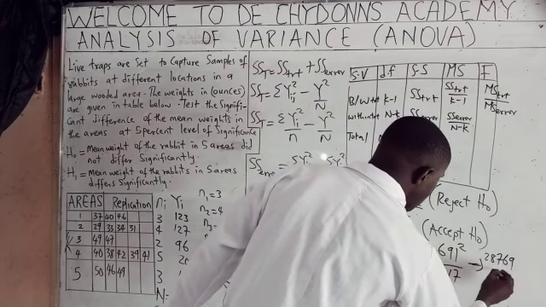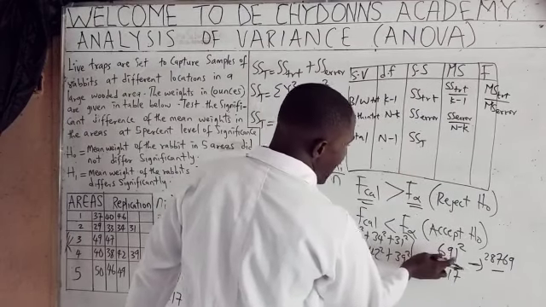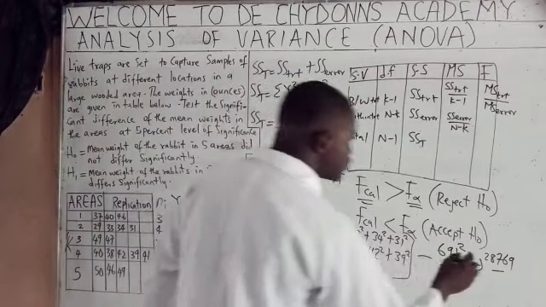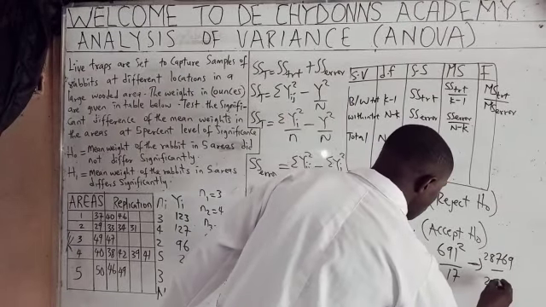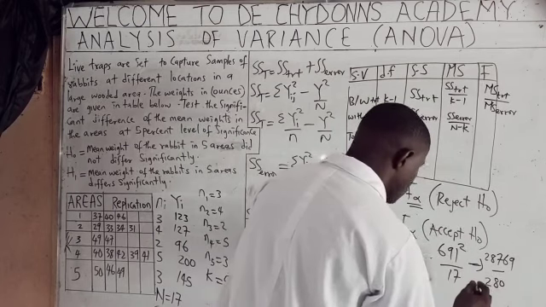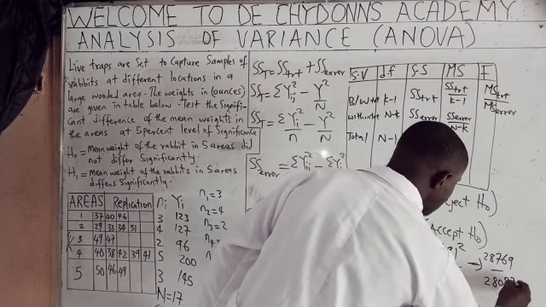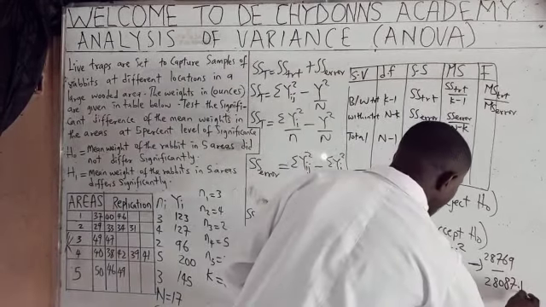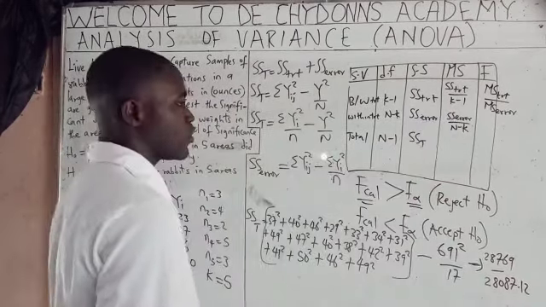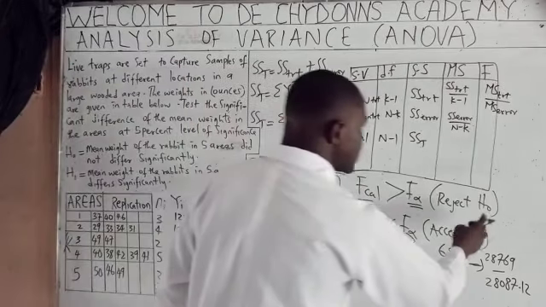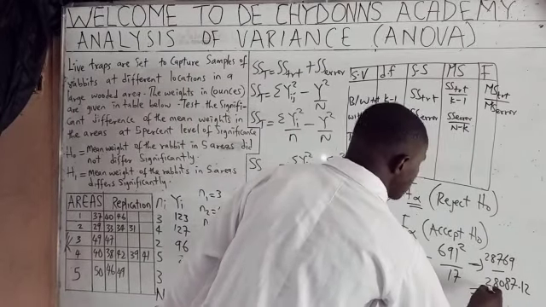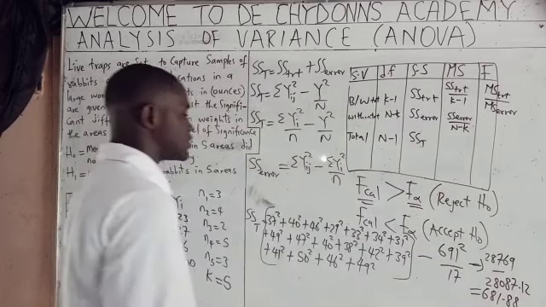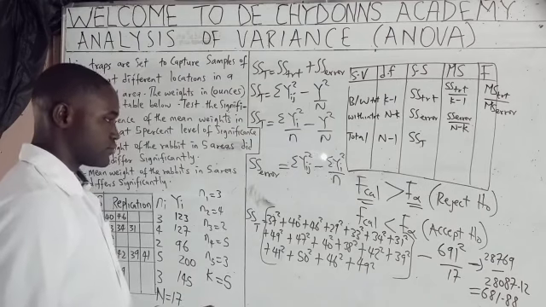Then minus 691 squared all over 17. If you compute it, it will be giving you 28087.12 approximately. Once you subtract these two, that will be giving you 681.88. That is your SS total.